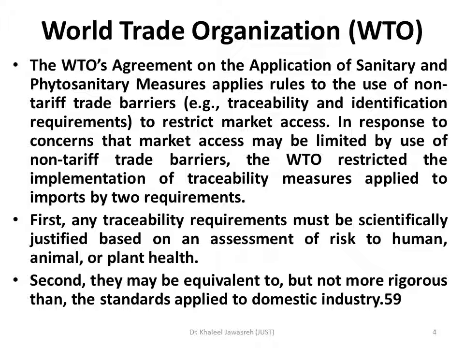What kind of requirements is the WTO asking for? The first one is that any traceability requirement must be scientifically justified, based on an assessment of risk to human, animal, or plant health. This is the first thing. Just to put all those species, human, animal, and plants in general, their health is very important. The traceability requirement must scientifically justify this.